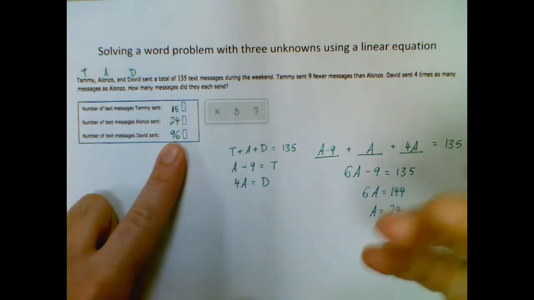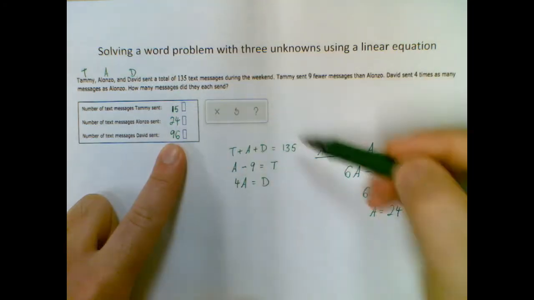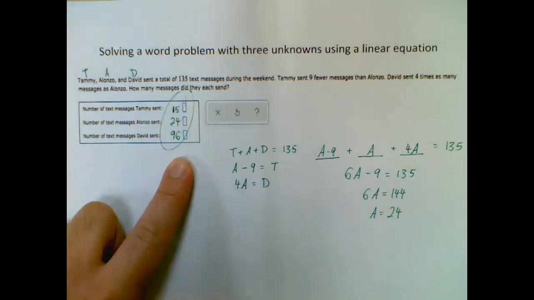All right, and just to make sure I didn't make any mistakes, this should be correct, but I'm going to add all of them up to make sure that I do end up with that total of 135. So 15 plus 24 plus 96 is 135. So those must be my answers.